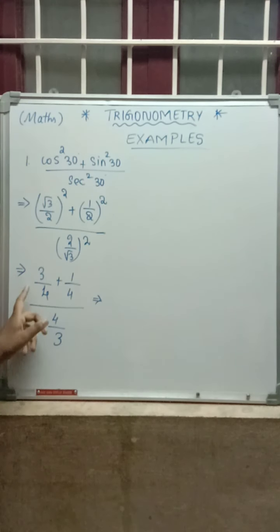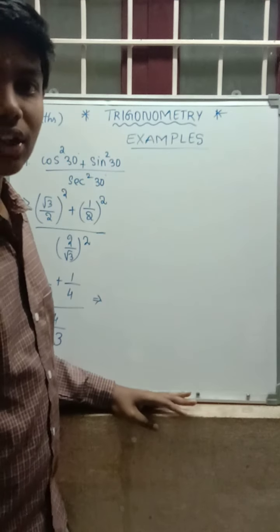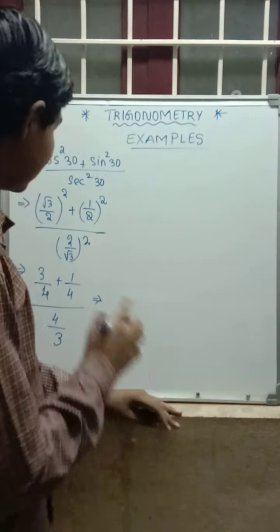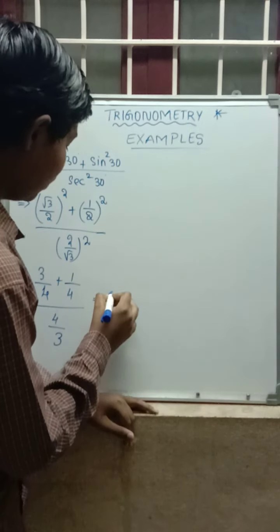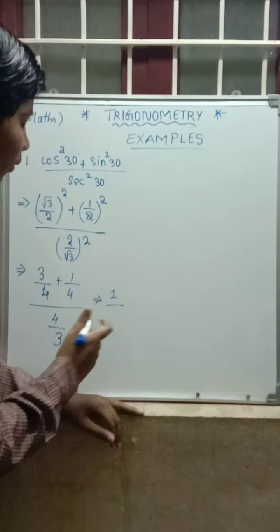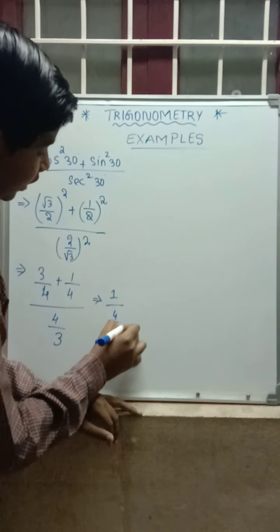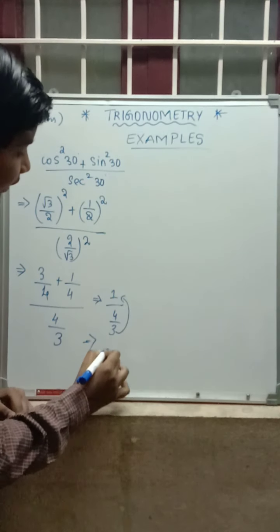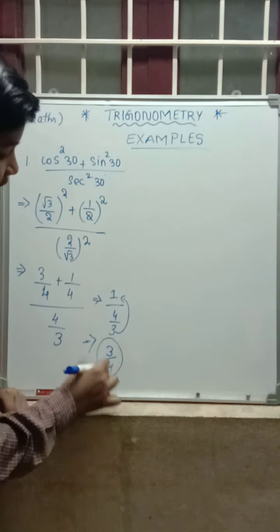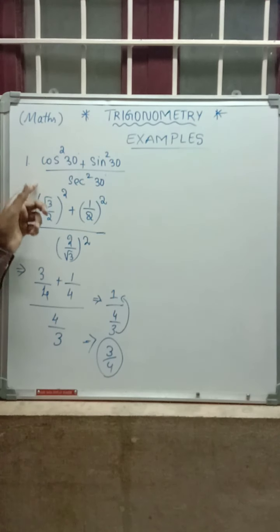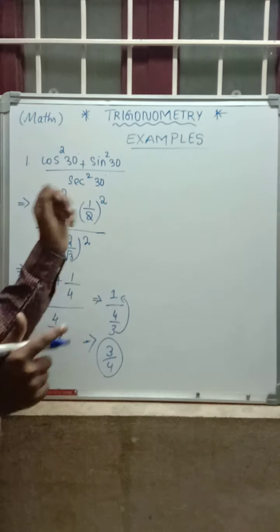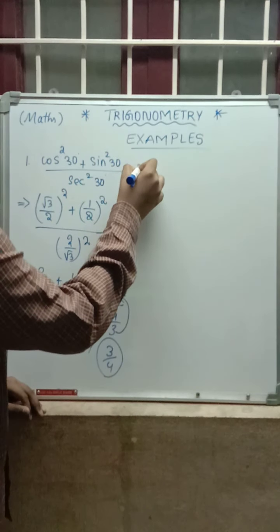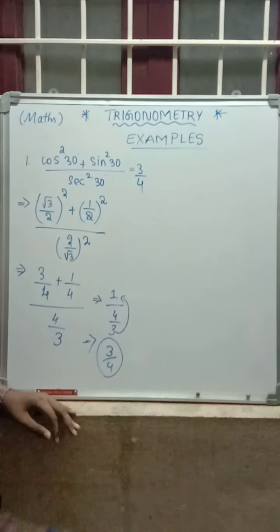So 3 by 4, denominators are same, so directly we can add the numerators. 3 plus 1 is 4, 4 by 4 is 1. 1 by 4 by 3, here 3 goes up. 3 into 1 is 3, 3 by 4. Answer is 3 by 4. For cos square 30 plus sin square 30 by secant square 30, the value is 3 by 4.